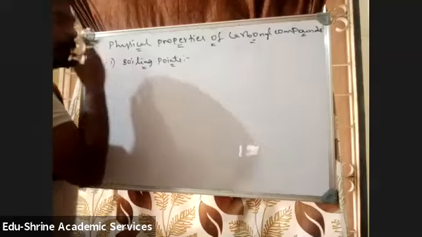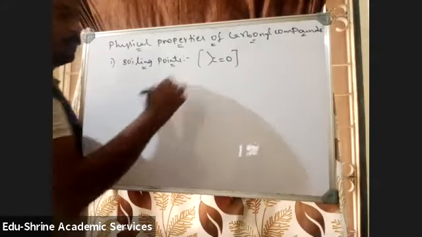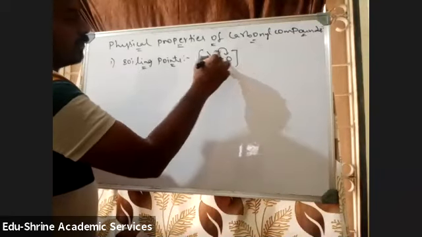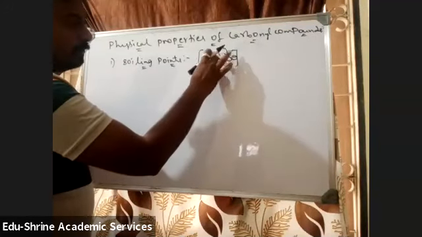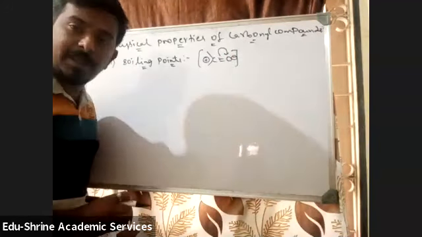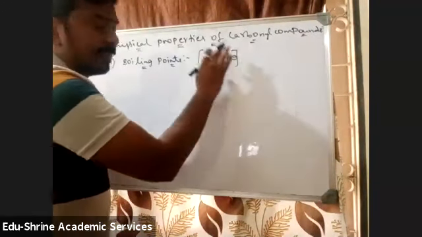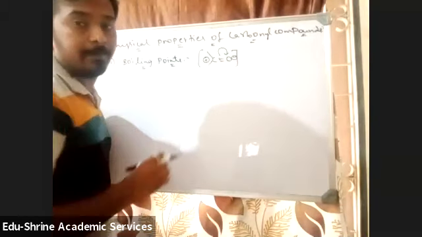If you see carbonyl compounds, they have C=O as the functional group. If you see the polarity of these carbonyl compounds, these pi electrons can be easily polarized, because we know that a pi bond is a weak bond. So the pi electrons can be easily polarized towards the more electronegative oxygen atom.